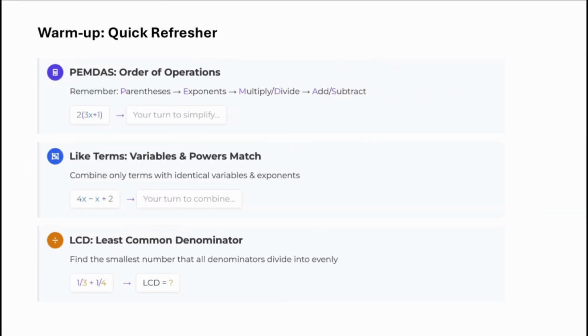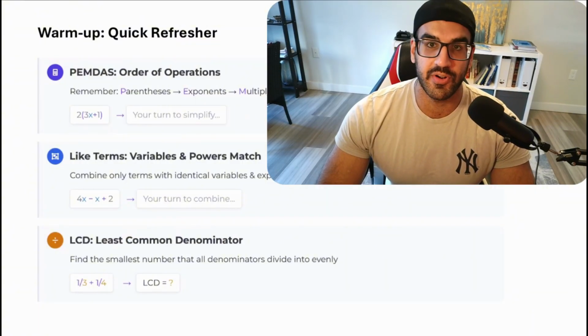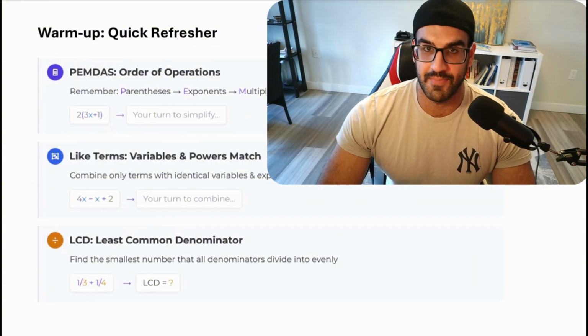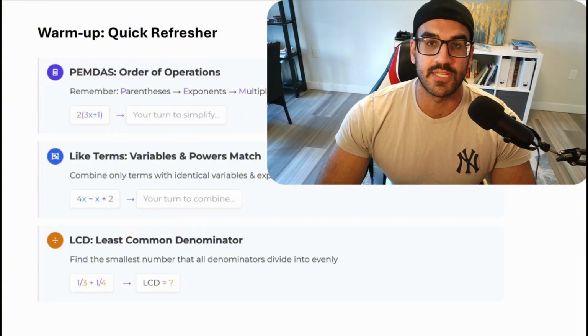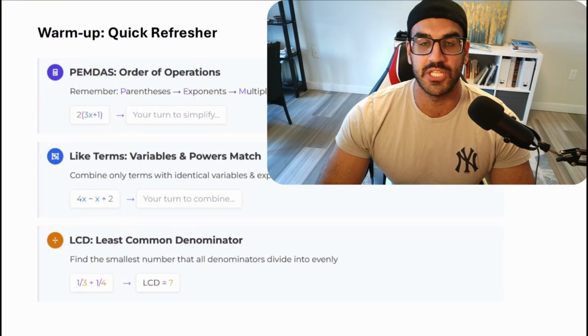Let's just have some kind of warm-up refresher. The first thing that you have to know is about PEMDAS itself. What was PEMDAS? Like in the previous videos, PEMDAS is an abbreviation: parentheses, exponents, multiplication, division, add, and subtract.